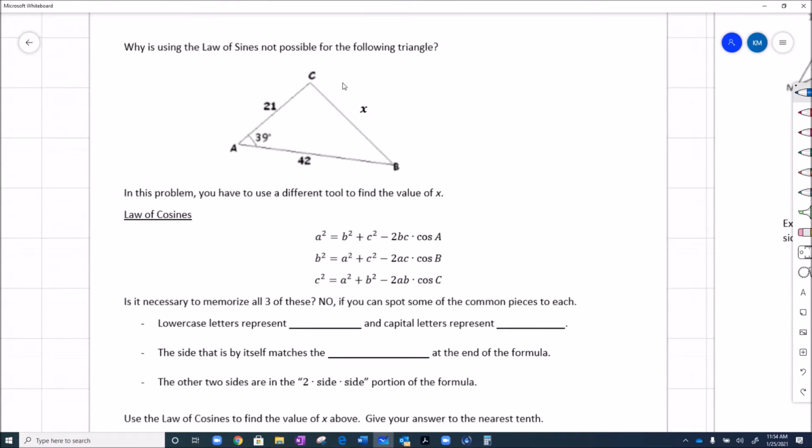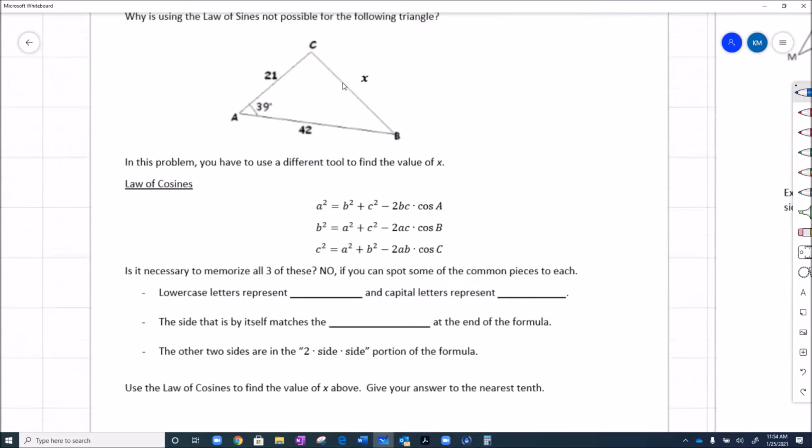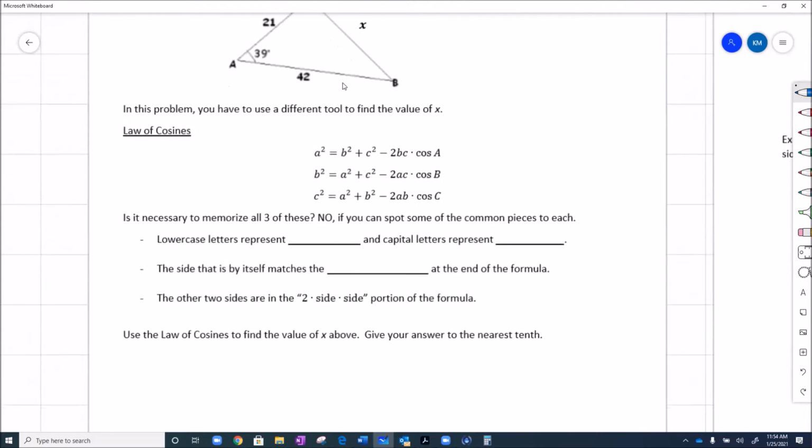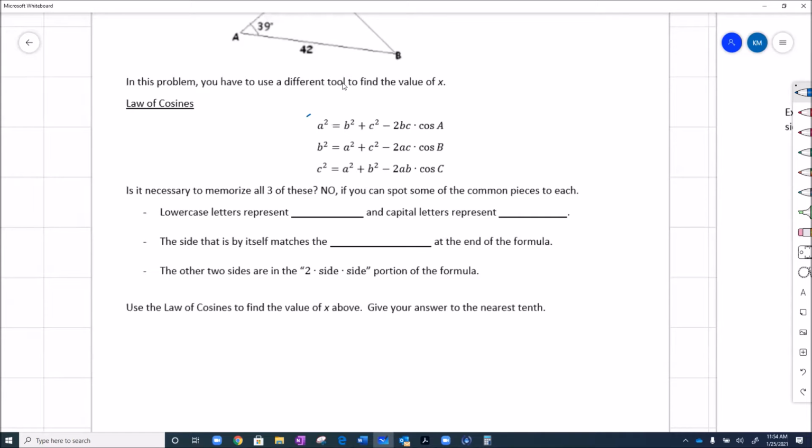Okay, so we have to use a different tool to find x, and that tool is called the law of cosines. Is it necessary to memorize all three of the law of cosines because you see them here? The answer is no. If you can spot some of the common pieces to each, you don't have to memorize it, you'll just kind of know it.